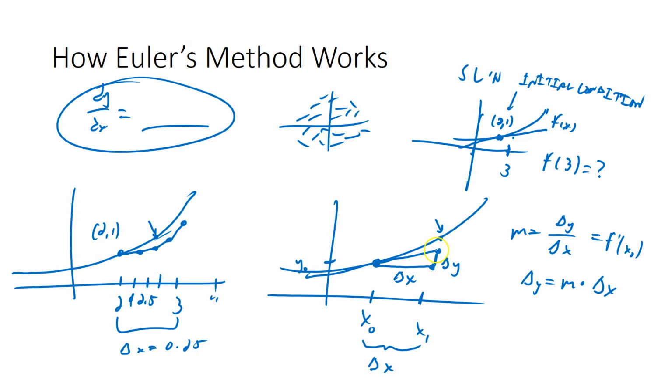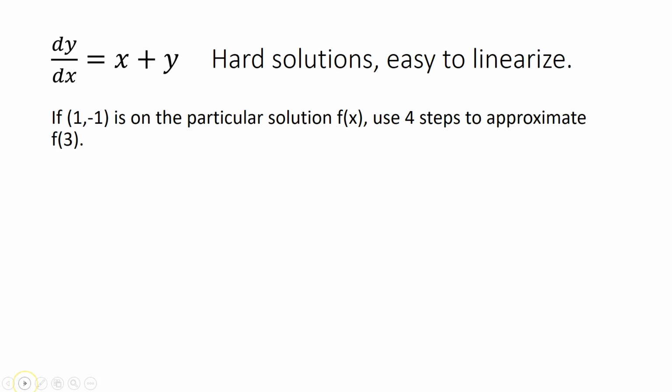Then what we do is we just restart with that new point. This new point is going to be x0 plus delta x and y0 plus delta y. We use that and do the whole thing over again. Now we use the slope at x1. This sounds kind of complicated, but when you actually do this, it's not hard at all. So let's do it with an example here.